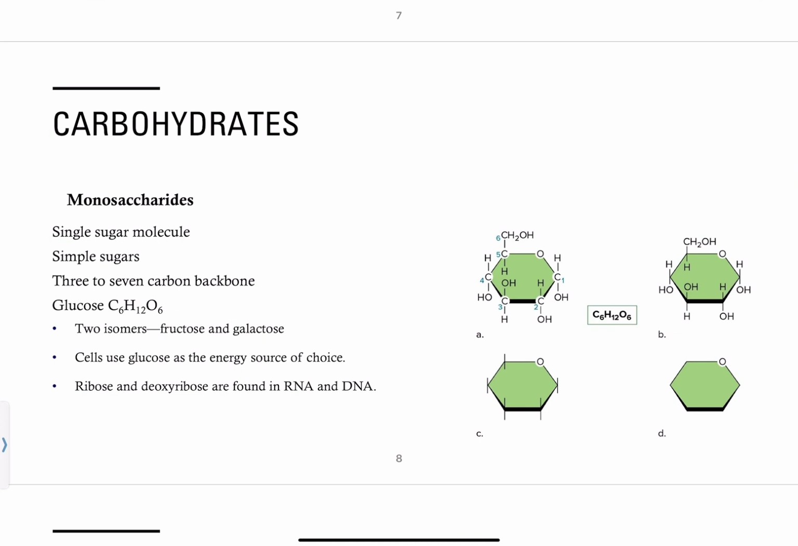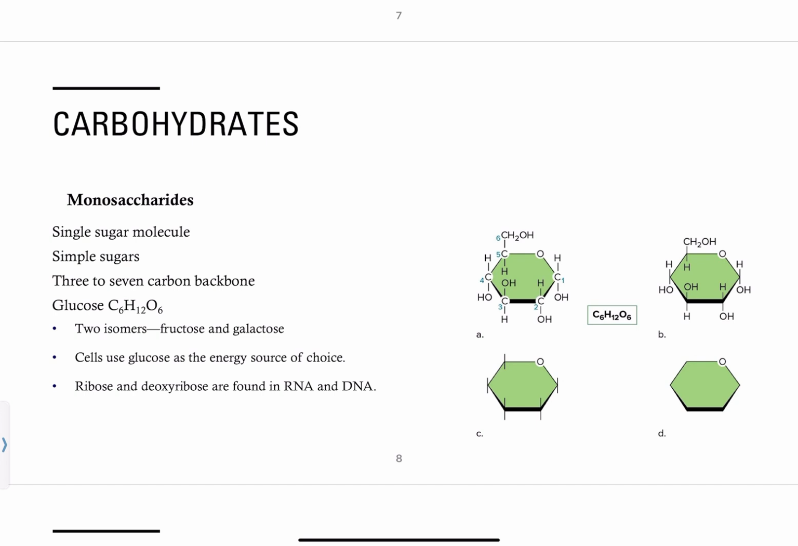So monosaccharides, again, these are going to be our simple sugars. They're the most basic units that we have. These molecules typically have 3 to 7 carbon atoms, and they serve as the building blocks for much larger carbohydrates. The most well-known monosaccharide is going to be glucose that we just talked about previously, because this is the preferred energy source for most cells.